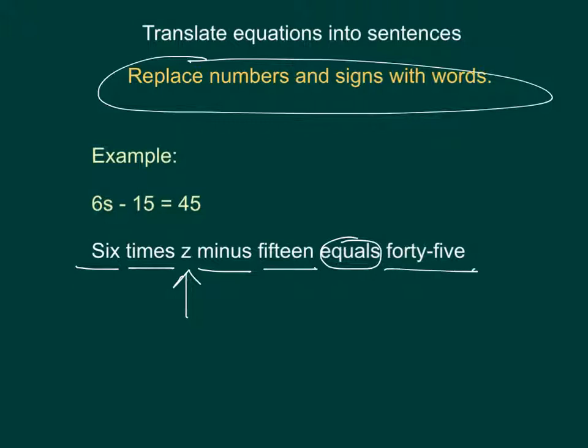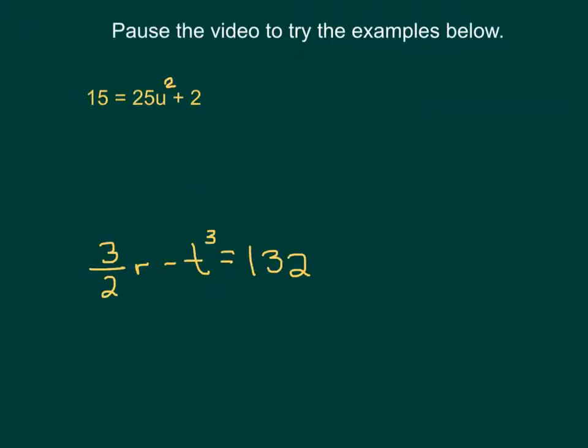There's many different ways that you can write these equations in word sentences. Everybody's is going to be different. Some people may just say a number, whereas others may say the actual variable. Some may say equal to, some may say is. It's kind of a universal system. Everybody's can be a little bit different, but they all mean the same thing. So pause the video to try the examples below.